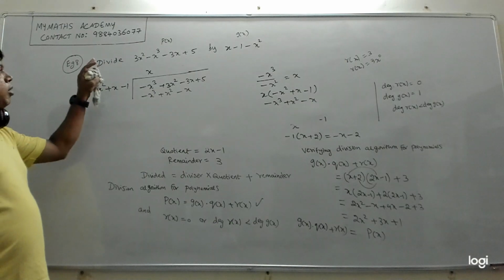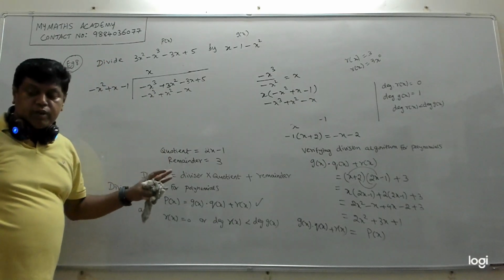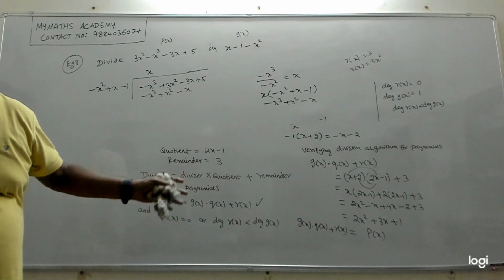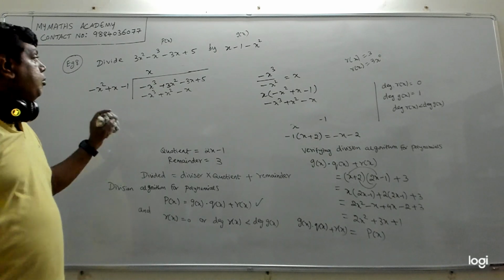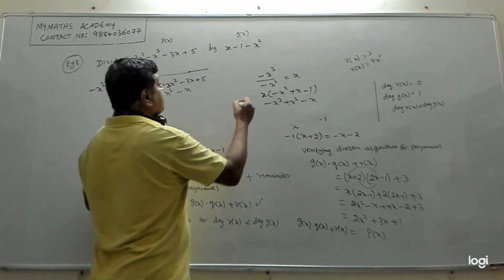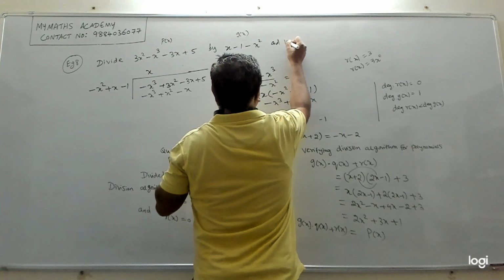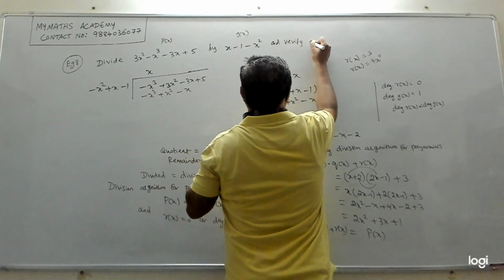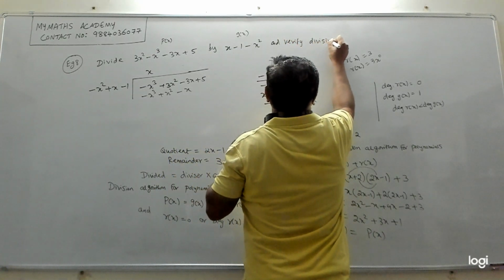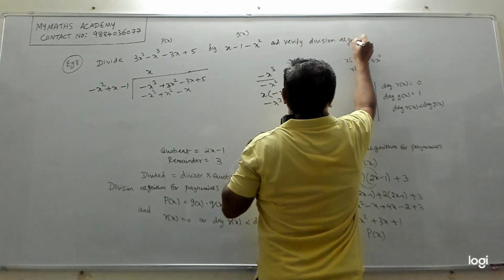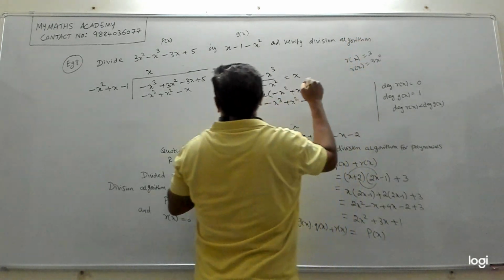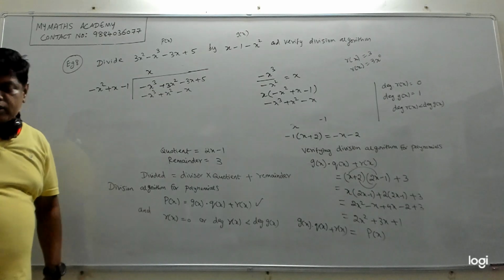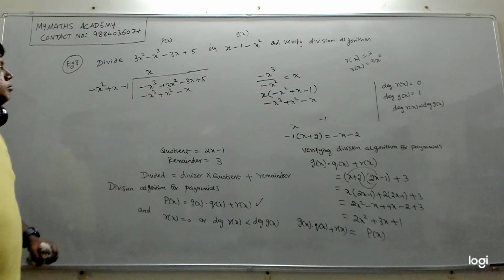Right, here the problem is just to divide. They are not asking you to verify the division. Oh, okay, sorry, they are saying verify the division algorithm also. Yes, so you have to divide this with this and verify. And verify division algorithm. So both. First we need to divide and then we have to verify the division algorithm.